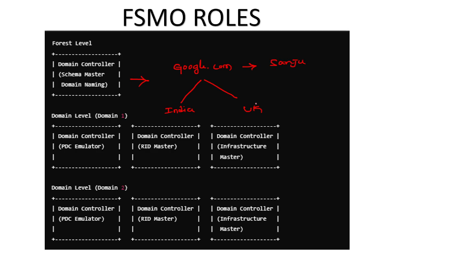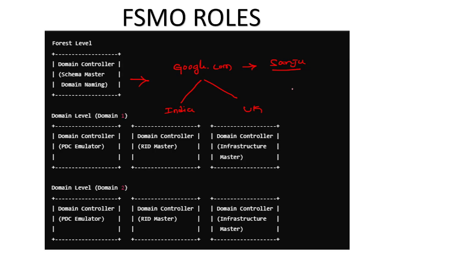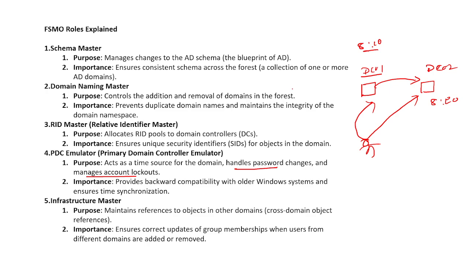He is the enterprise admin. Enterprise admin means he will have access to google.com, india.google.com and uk.google.com. So what will the infrastructure master do? It will make sure of the cross-domain references. Sanju has got access to google.com, India and UK, and all the groups he belongs to, that information will be handled by the infrastructure master.